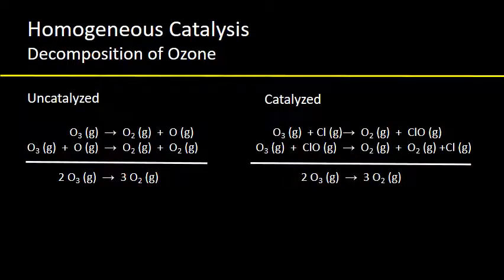First, let's take a look at a homogeneous catalysis, decomposition of ozone. This is an important reaction in the upper atmosphere because ozone screens out ultraviolet rays and helps prevent people from getting skin cancer. So we want to keep as much ozone in the upper atmosphere as we can. And ozone is constantly undergoing a series of reactions in which it's being created by some reactions and being destroyed by other reactions.